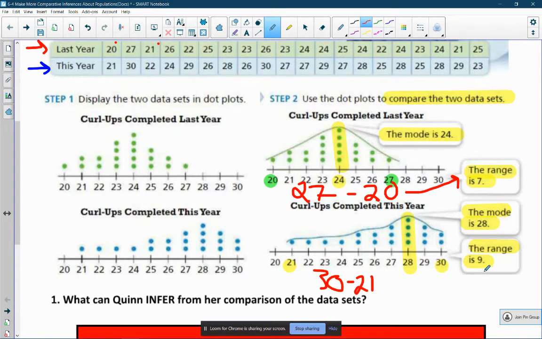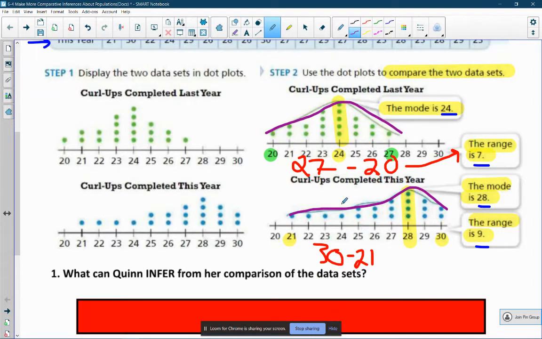Now, when we look at these things, right off the bat, what I would notice is that this year's mode is greater than last year's mode. We can also say that when you look at the range, this year's is more spread out. It goes from 20 to 30, where last year's was 20 to 27. The second thing I'll have you look at are these curves. We've got a curve that kind of looks like this, and a curve that kind of looks like this. Now, look where the peaks are. The peak for this year is at 28, where the peak for last year is at 24.